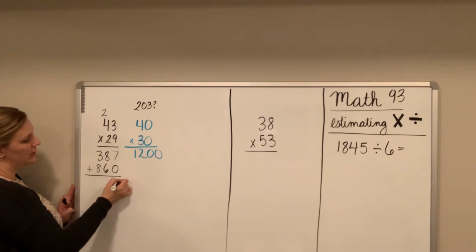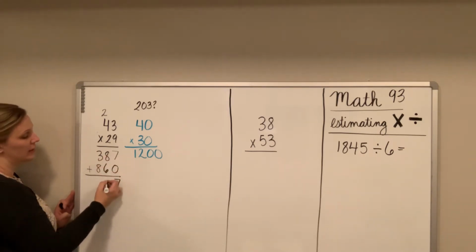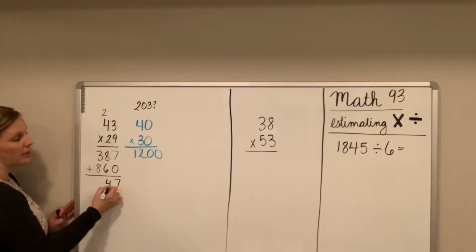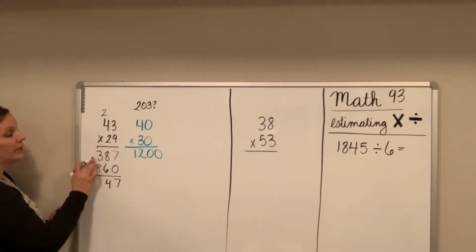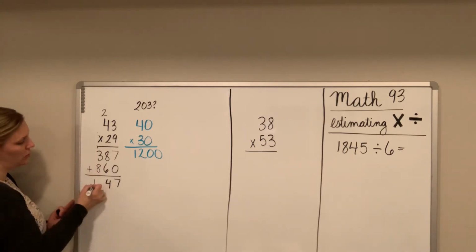7 plus 0 is 7. 8 plus 6 is 14. Put down my 4. Carry my 1. 1 plus 3 is 4. 4 plus 8 is 12.